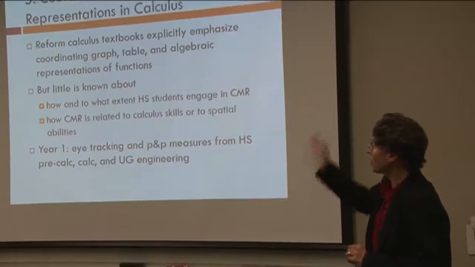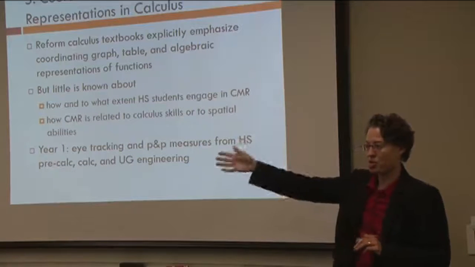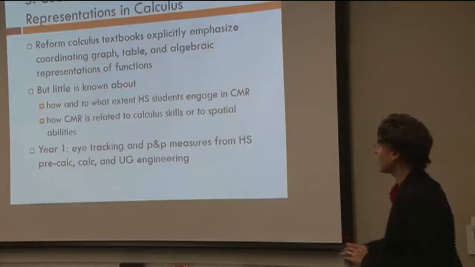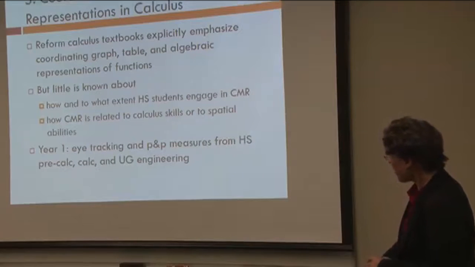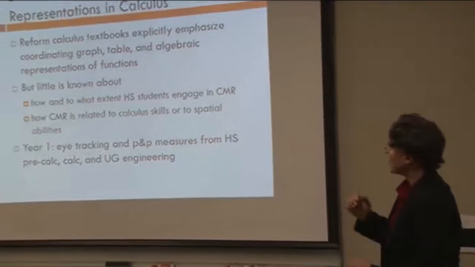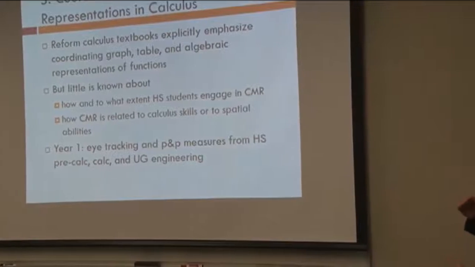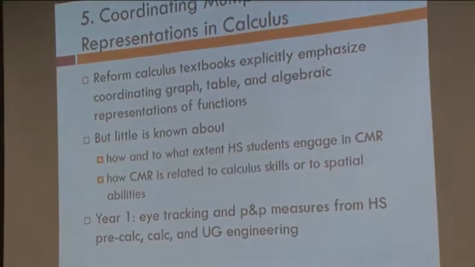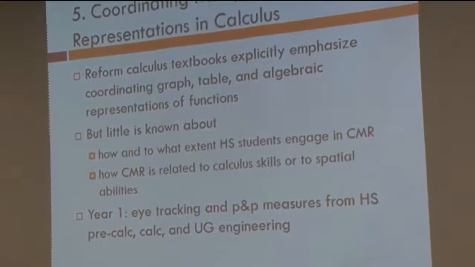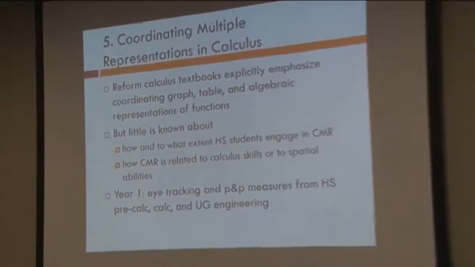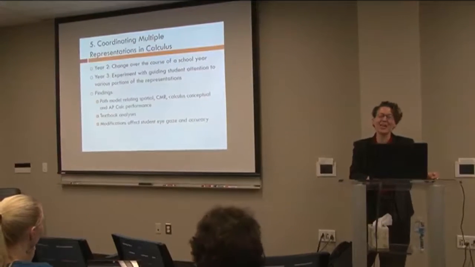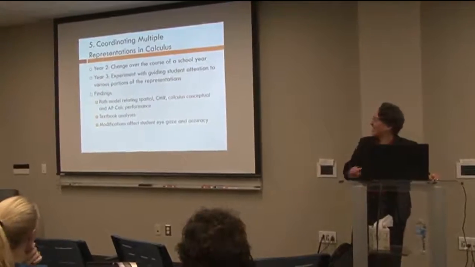coordinations. But we don't really know much about those students who are coming into college. What can they do with these pairs of representations? So in the first year we did some eye tracking and some paper and pencil measures. We gathered some spatial skills data, and we had 3 groups: a pre-calculus high school, a calculus high school, and some undergraduate engineering students. The undergraduate engineering students disappointed us, so they did worse than the calculus students, because they were kind of rusty on their calculus, I think.